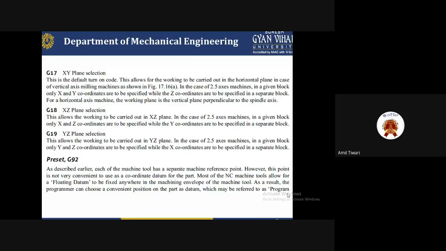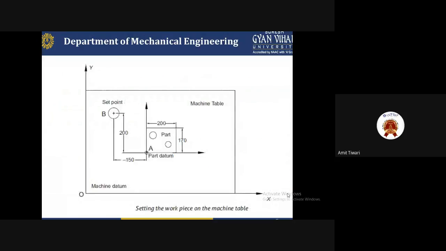So we require some standard data. We do not need to handle them manually. We just put in a code by computer programming language and use it easily. As you see in the diagram, that is setting the workpiece on the machine tool. It indicates the machine datum. OY and OX are the datum for the x-axis and the y-axis. And you can see the machine table here, and the set point.